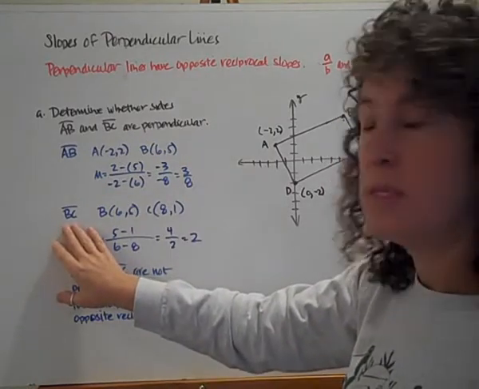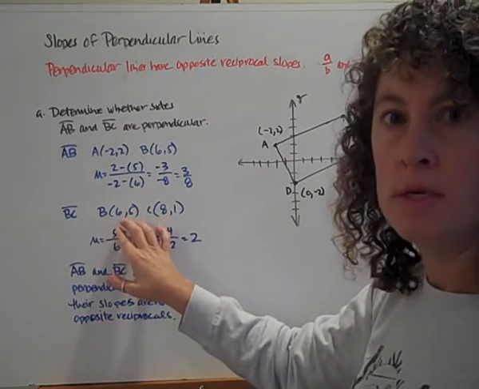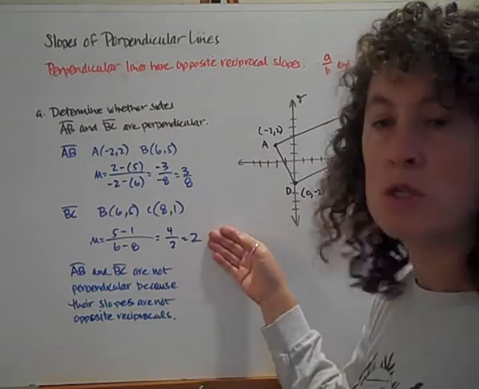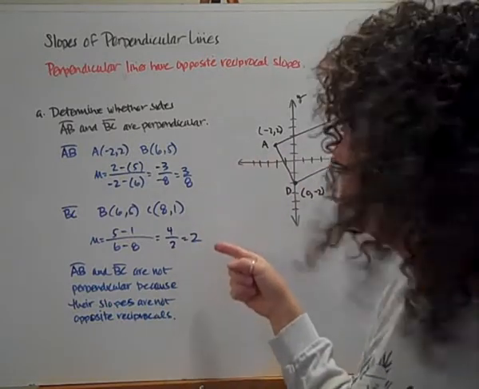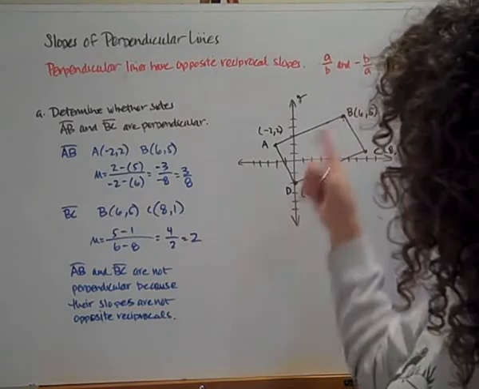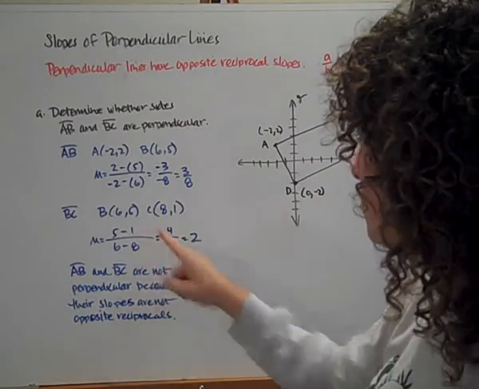I'm going to take line BC. I've been given 2 points on line BC. I'm going to find the slope. I come up with a slope of 2. Now, if I'm looking for opposite reciprocals, these are not even close. BC should be -2.